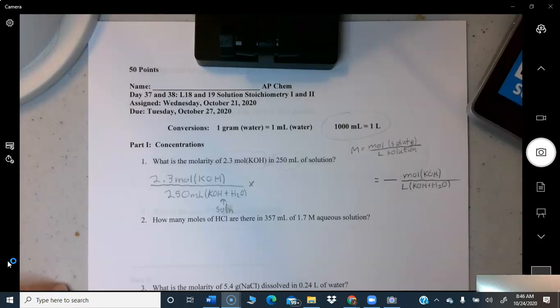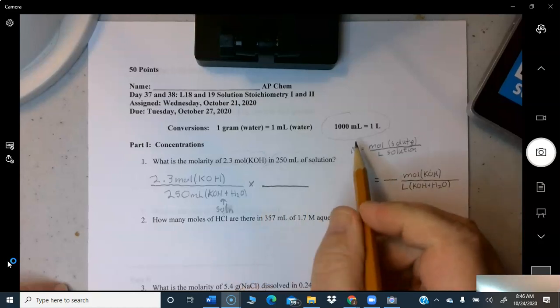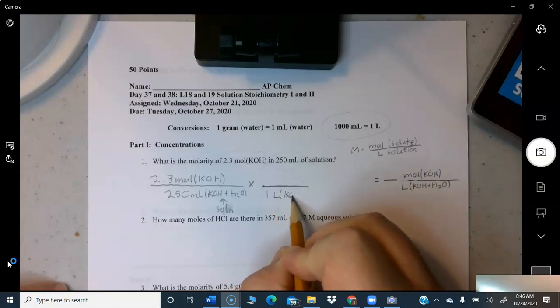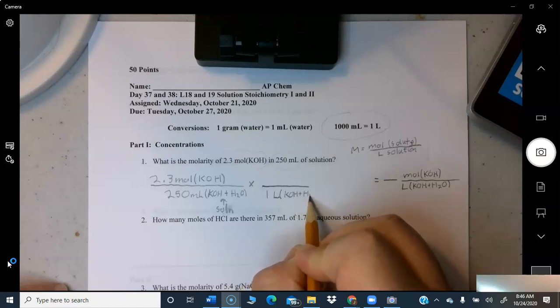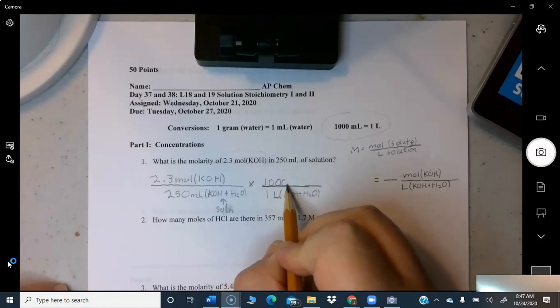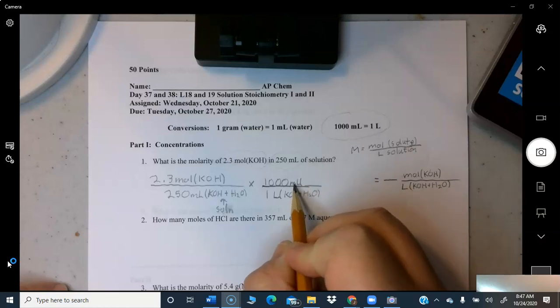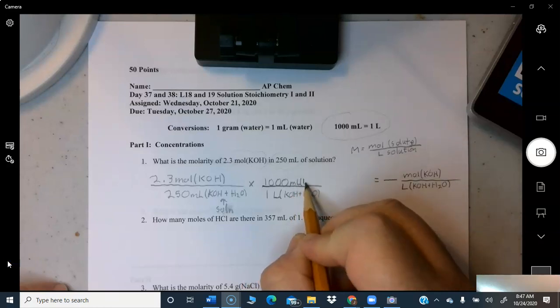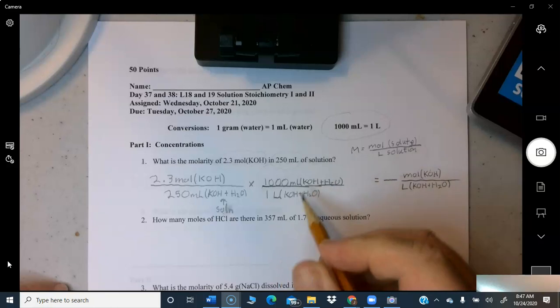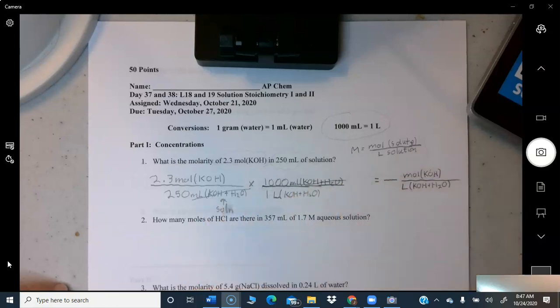And you got to think about what do you need to cancel out and what do you need to appear where. You need liters to appear on the bottom here. So I'm going to take this conversion and put 1 liter, and that's of solution. And on the top is the 1,000 milliliters, because you need that to cancel out. And again, it's always unit of measure and what the substance is. So milliliters of this, cancels. You have liters of solution left on the bottom. You already had the moles on the top, so everything is set up to go.